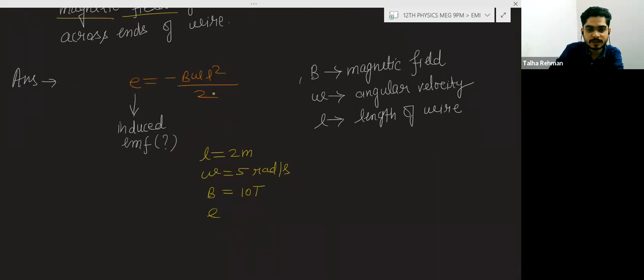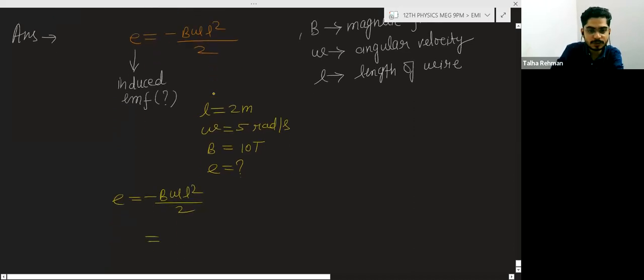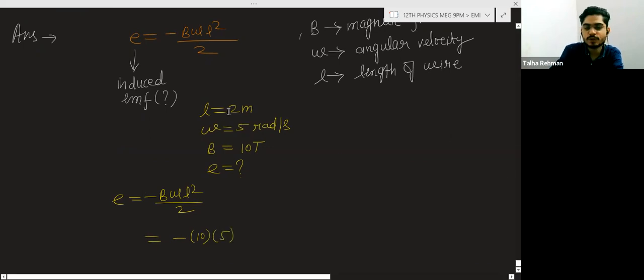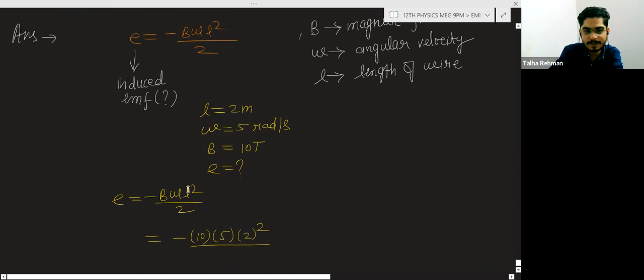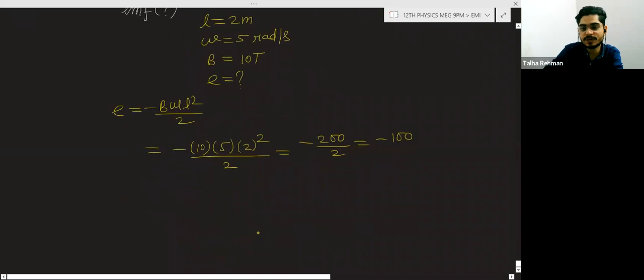We have to find this small e. Small e is given by minus V omega L square by 2. So put all the values. Minus V is given as 10. Omega is given as 5. Length is given as 2 meter, so 2 and square of this, because in the formula we have length square divided by 2. So what will the answer be? This is 10, 5s are 50, and this is 4. This will become minus 200 by 2. So you will get minus 100. The SI unit of EMF is volt. Volts.